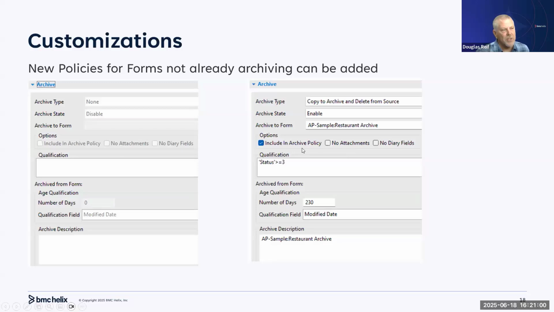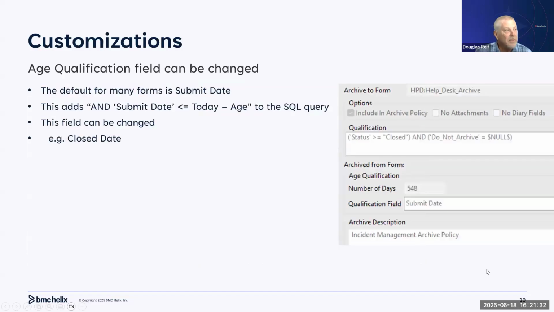You can also specify whether you want to include it in that list of policies. So you may have just an integration form that you want to keep silently on the side and not listed in the policies, and you don't have to. And then here you can set the qualification. Like, you wouldn't want to archive a record unless the status was greater than, say, closed or resolved, whatever that is. And that's all settable here. So you can do that. You can customize by adding new policies for forms that weren't already archived.